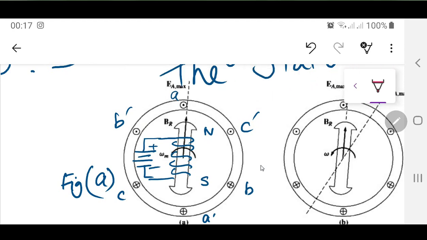Now, what does EA maximum mean? This means that when BR is aligned in this direction, your EA max is also in the same direction. Since EA is an AC induced voltage, EA max is directly in phase with BR. Wherever this BR is moving, EA max is in phase with it. The sinusoidal EMF is induced inside the A conductor, because A is the closest conductor in this machine. So in the A conductor, your EA has its maximum magnitude, that is, the peak of a sine wave is being produced there. So this is EA max.